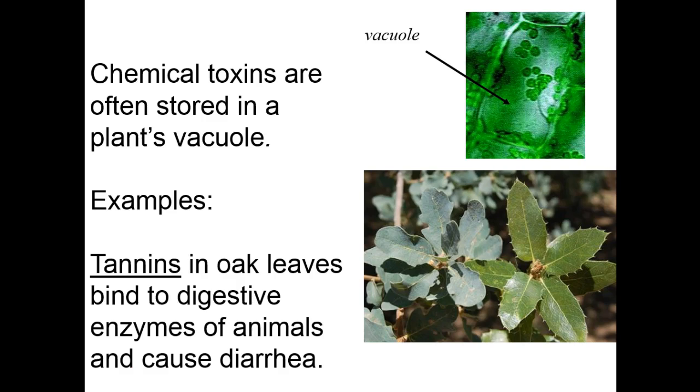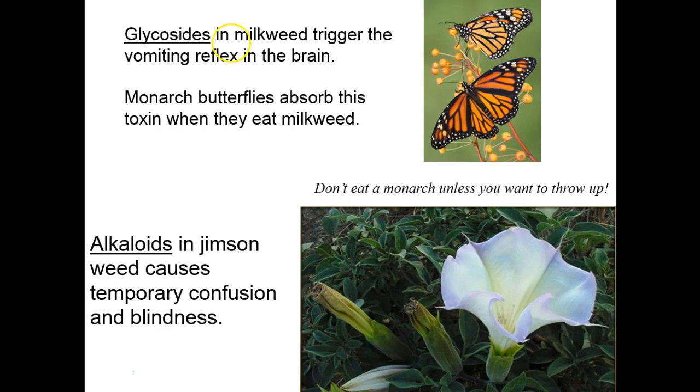Chemical toxins are stored in the structure called the vacuole. That's why we don't like to eat old lettuce or old vegetables sometimes, because more and more toxins are dumped in the vacuole and it starts tasting bitter. Tannins, we see those in oaks, and we use tannin to tan leather because it binds to digestive enzymes. Any animal that tries to eat a tanned leather belt or shoes is going to get diarrhea, because that's what tannin does.